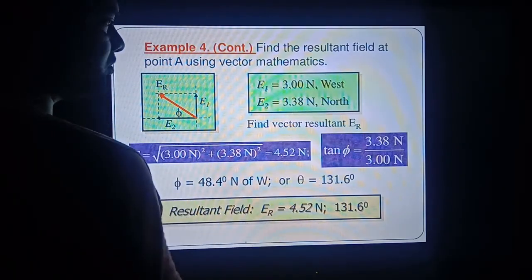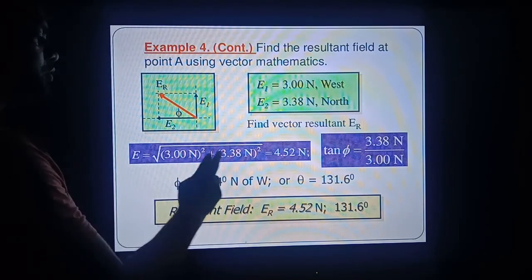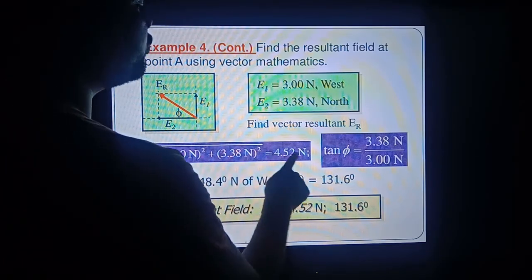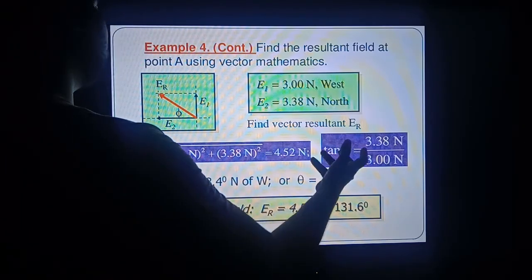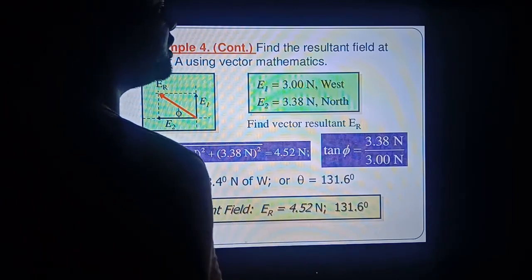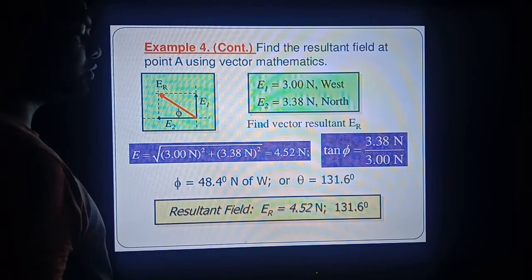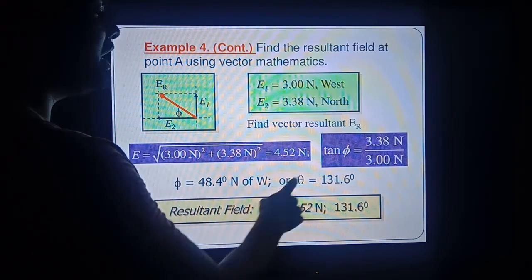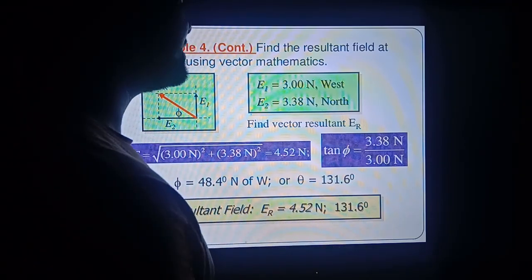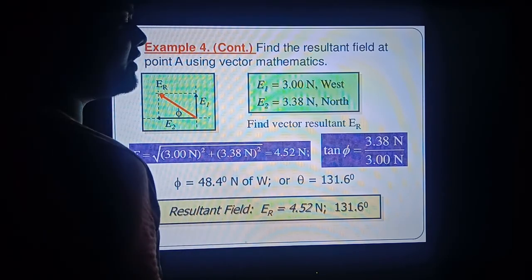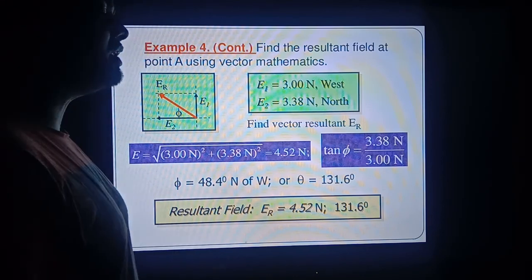Correct the unit. Okay. Now keeping the values of E1 and E2, the resultant electric field will be 4.52, and for the direction, tan phi is equal to 3.38 divided by 3. So phi is equal to 48.4. Sorry, it is E actually, and theta is 131.6 degrees. So this is the resultant electric field, and the direction is 131.6 degrees.